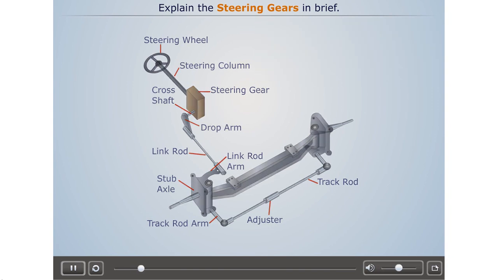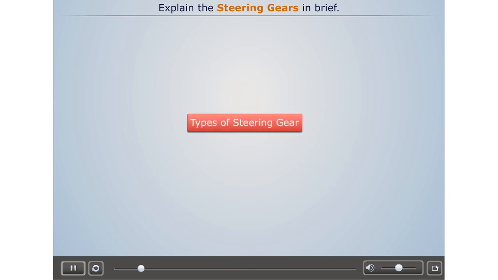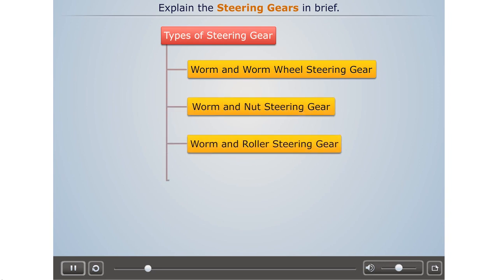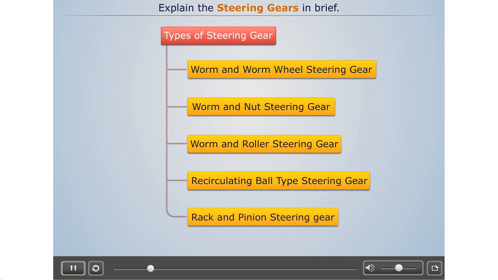On the basis of design, steering gears are mainly of 5 types. Worm and worm wheel steering gear, worm and nut steering gear, worm and roller steering gear, recirculating ball type steering gear, and rack and pinion steering gear. Now let's discuss each one by one.